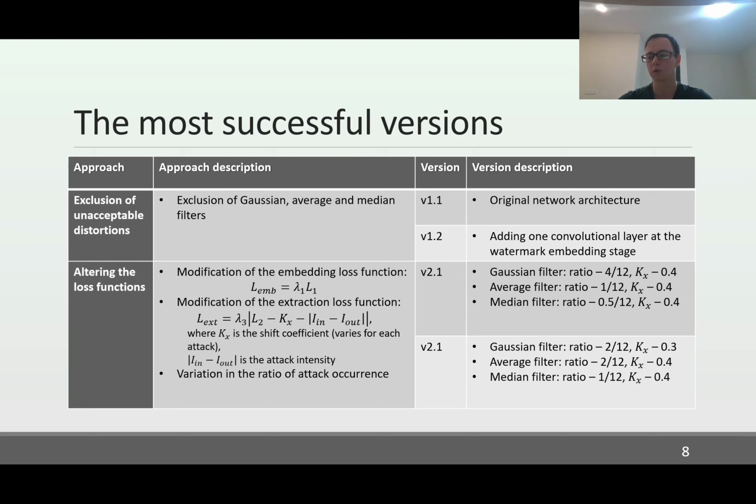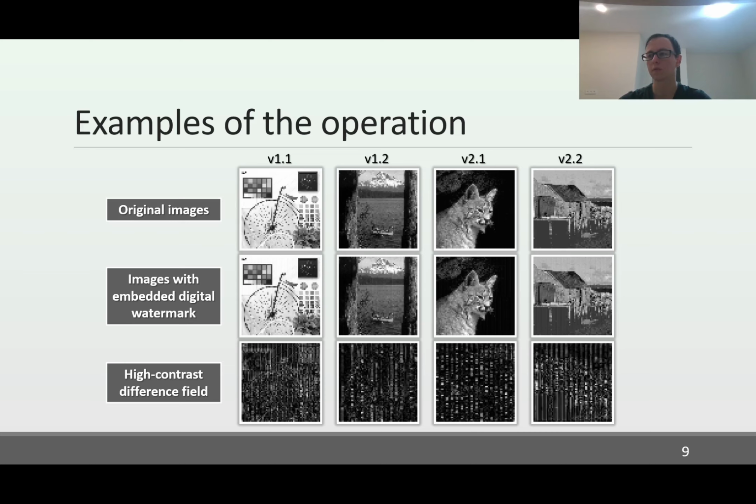Moreover, for version 2.1, we increased the frequency of occurrence of Gaussian filter by 2 times, and decreased the frequency of occurrence of average and median filtering by 2 times. While for version 2.2, the frequency of occurrence of attacks has not changed. The slide shows examples of work for all considered versions, namely images before and after watermark embedding and high contrast difference field.